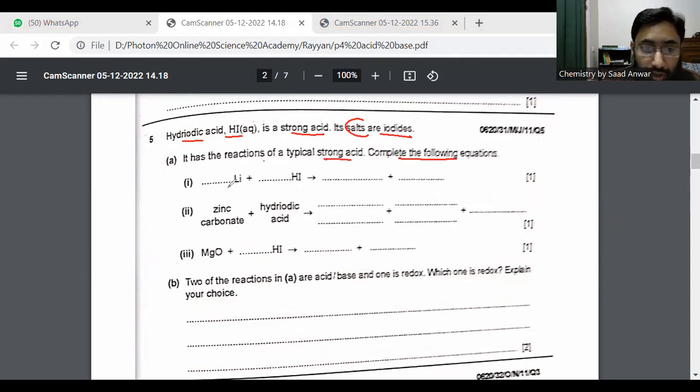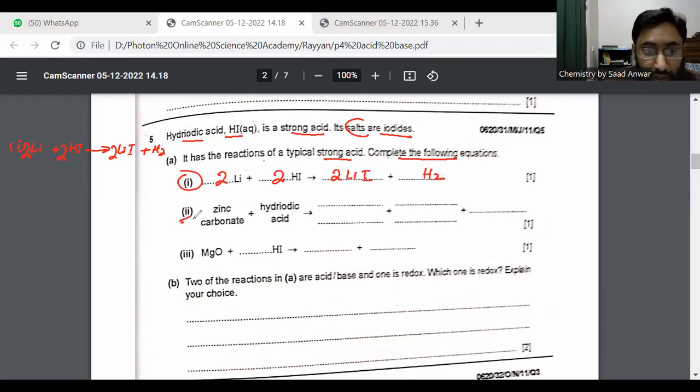Complete the following equation. This is lithium. Let me write this one. Lithium is going to react with HI, and what happened? I get lithium iodide along with hydrogen. When we balance this equation, just put a 2 here, then a 2 here and a 2 here. Do you have any idea how to balance the equation? Okay, so 2 lithium, 2 hydrogen iodide, we get 2 lithium iodide along with hydrogen.